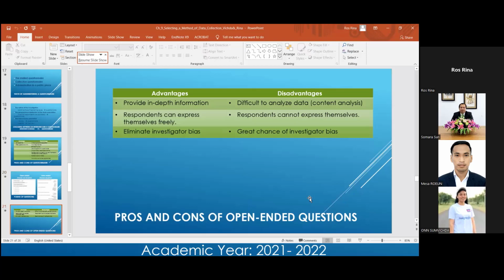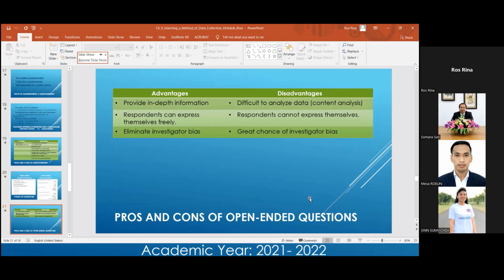And here are the advantages and disadvantages of open-ended questions. The advantage is that they provide in-depth information, so maybe a lot of information through one answer or one or two questions. Another one is that respondents can express themselves freely. Whatever they want to say, express, or show, they can do it freely. And another one, it eliminates investigator bias, so the answer that we get may be unbiased because it comes from the respondent's idea.